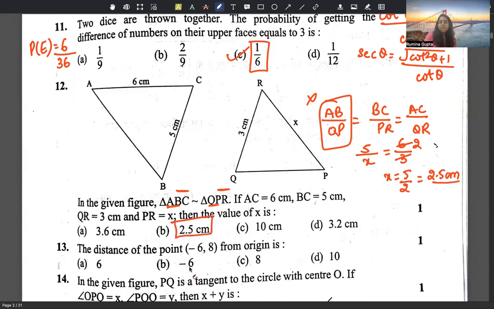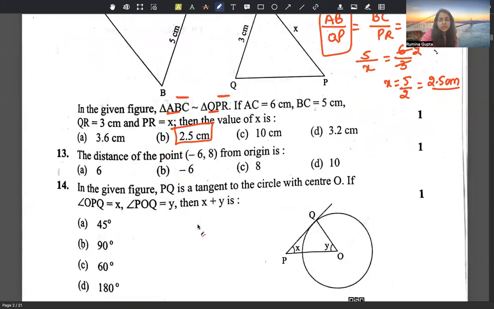So option B is your absolutely correct answer over here. Simple to obtain it. Now, question number 13, very simple. The distance of a point (-6, 8) from origin is... Apply the distance formula, and you will get the answer.